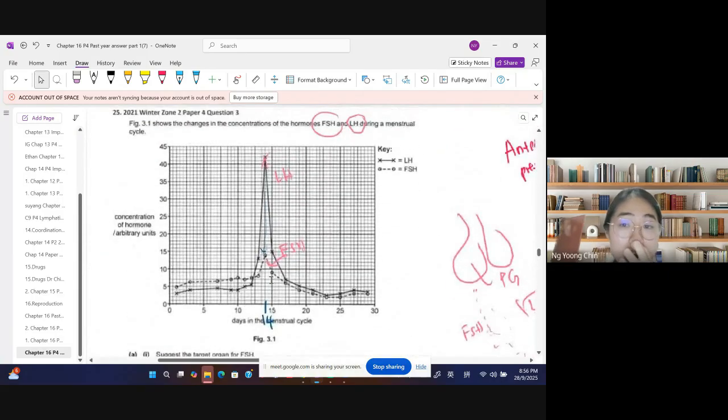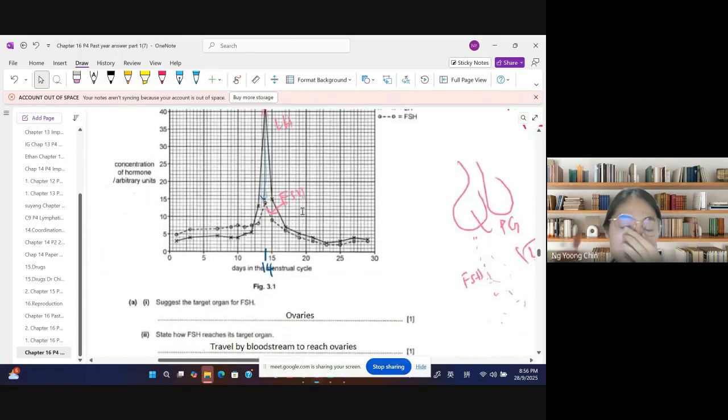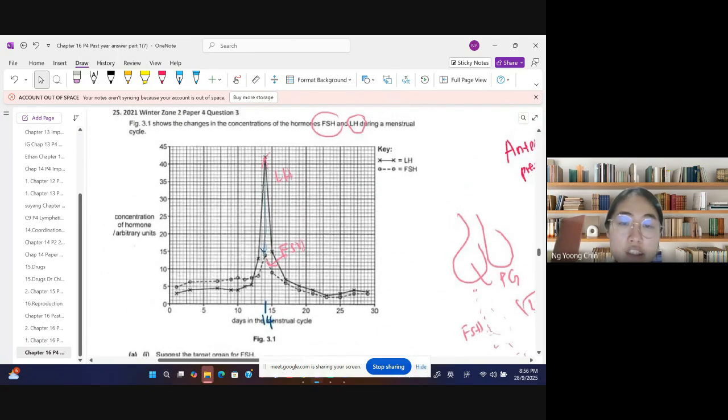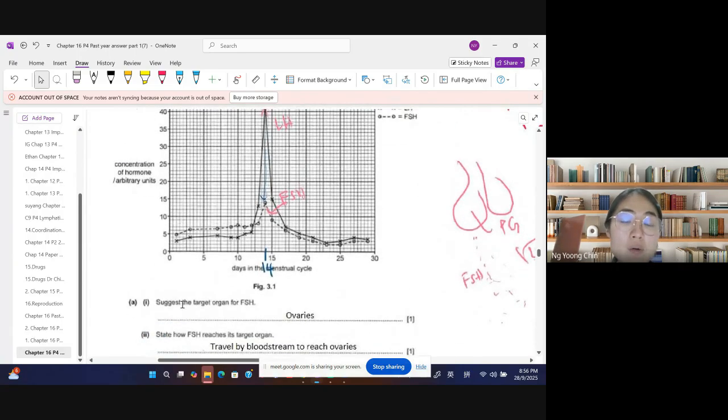And then for this one, FSH and LH hormones. At day 14, the LH hormone should be at a higher level than the FSH hormone, even though both of them are present. The target organ for FSH will be the ovary. FSH is produced from the anterior pituitary gland, so it targets the ovary.